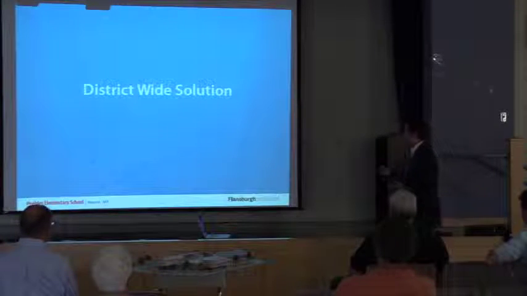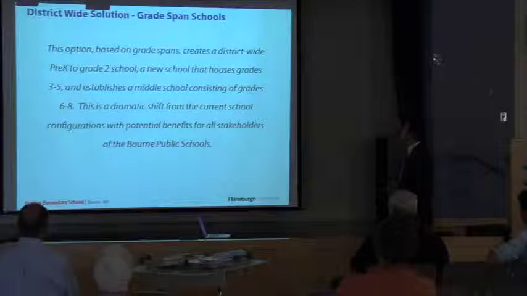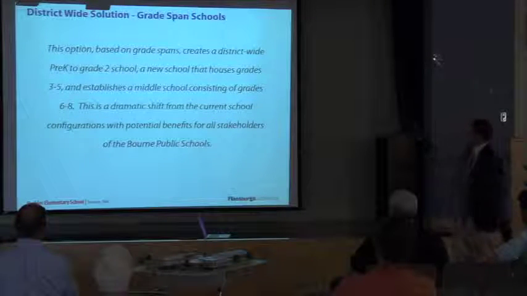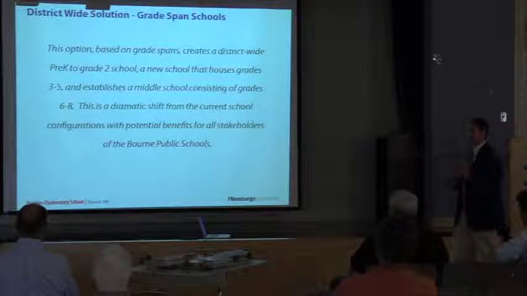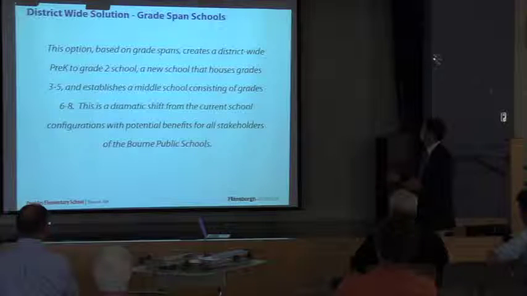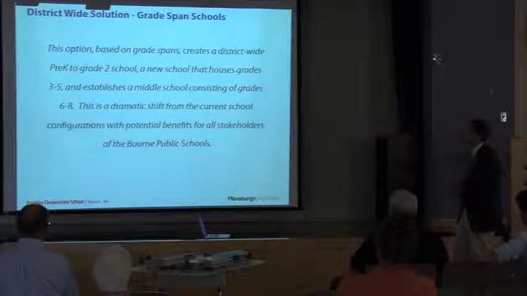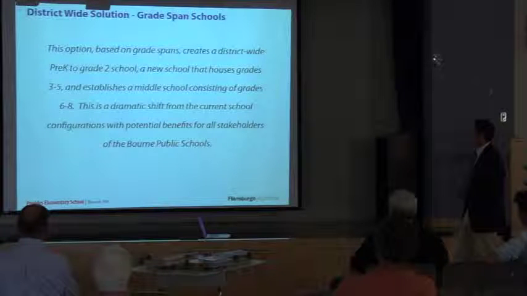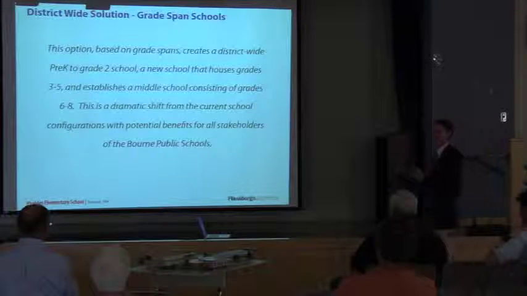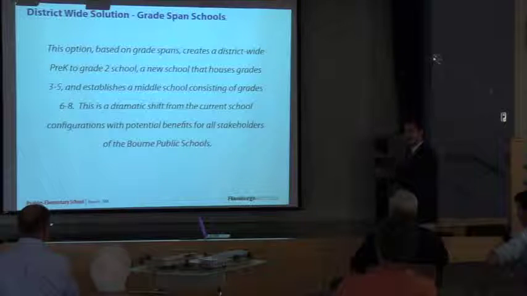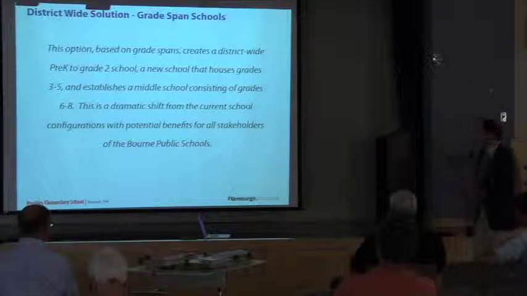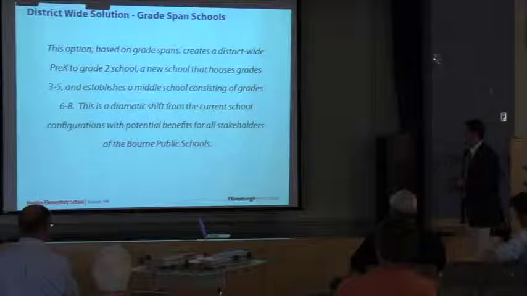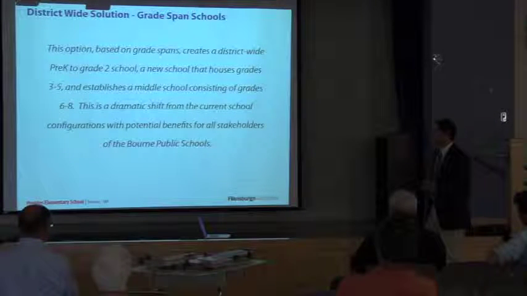And that brings us to the project that Joel was pointing out that the MSBA approved, option 5A, and this is a district-wide solution. This option, based on grade groupings, creates a district-wide pre-K to 2 school that would be here at Bournedale. A new school for intermediate elementary grades 3 to 5 at Peebles, that would be the new project. And then the middle school serves grades 6 to 8, taking the 5th grade out of the middle school and putting it into an elementary school setting. This is a dramatic shift in the current school configuration with benefits for all stakeholders of the Bourne Public Schools.